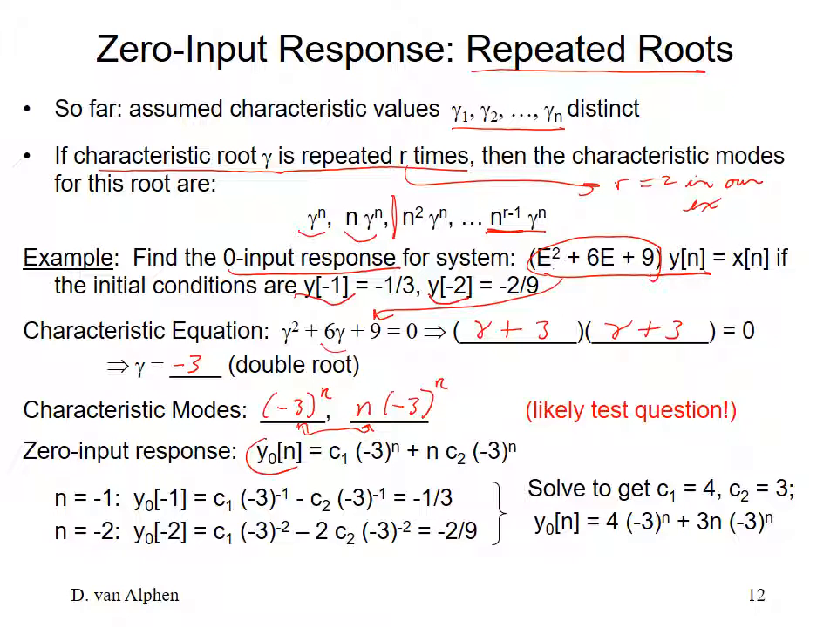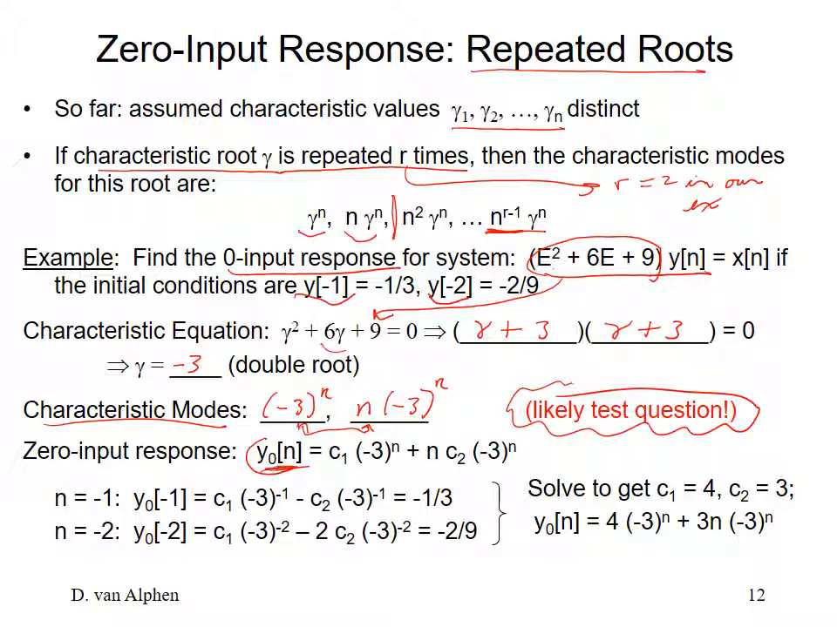Over here, I wrote a little note saying that's a likely test question. By that, I mean that I would give you some kind of a difference equation, and the question would be, what are the characteristic modes? I like to ask that just because it forces you to break down the procedure into steps. We solve the characteristic equation to get the gammas. We find the characteristic modes.